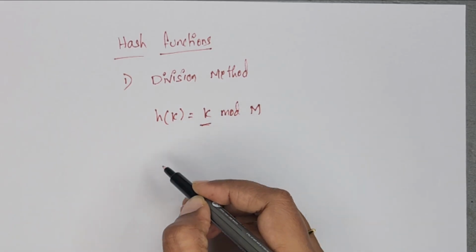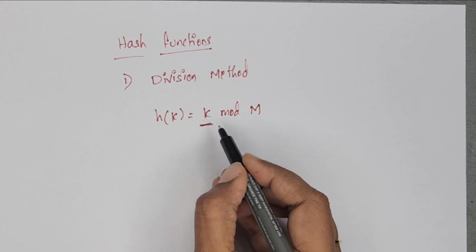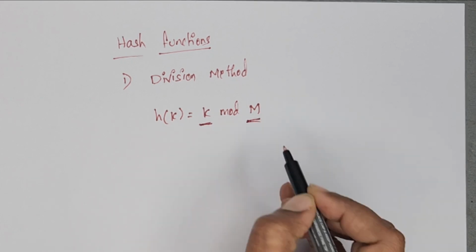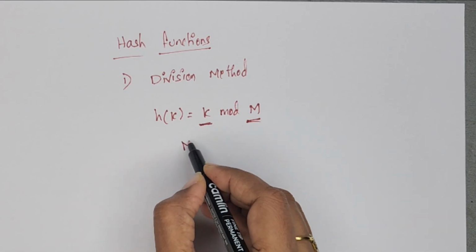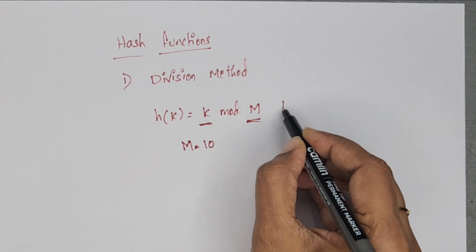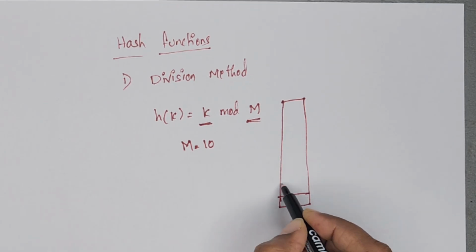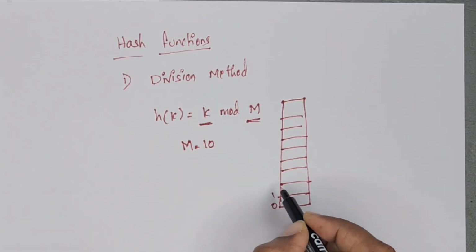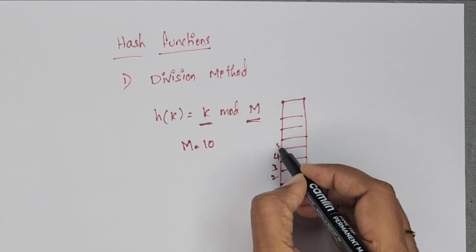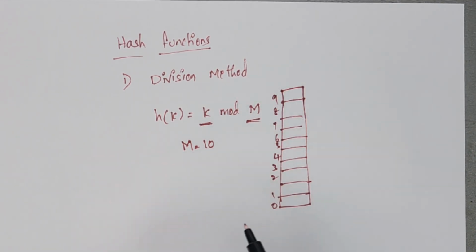Here k is the key value. Whatever you are going to store, that element is called the key element. And m is the size of your table. For example, just assume the m value is 10. It means the size of the hash table is 10. Anyway, the index starts from 0: 0, 1, 2, 3, 4, 5, 6, 7, 8. The last index is 9.